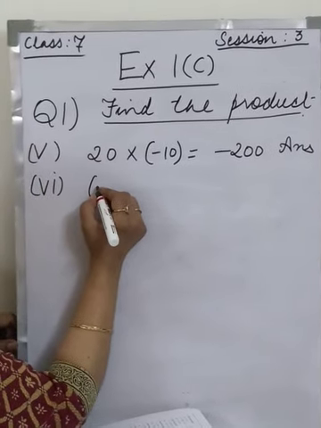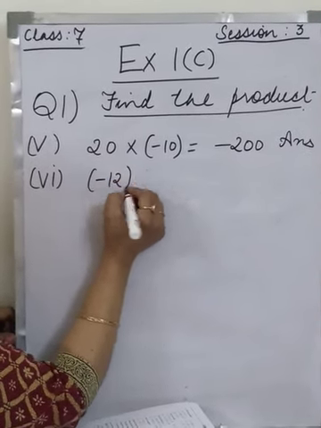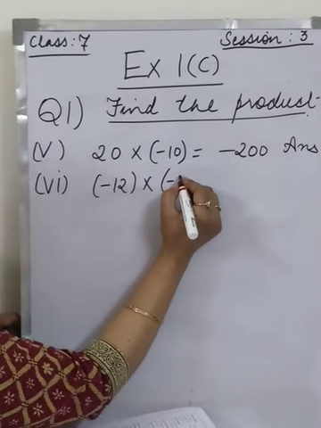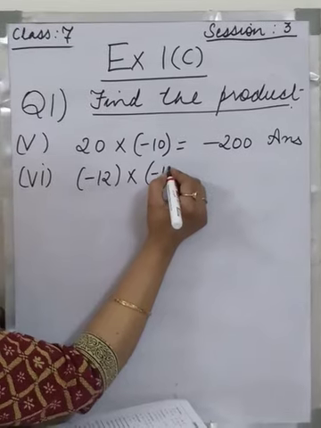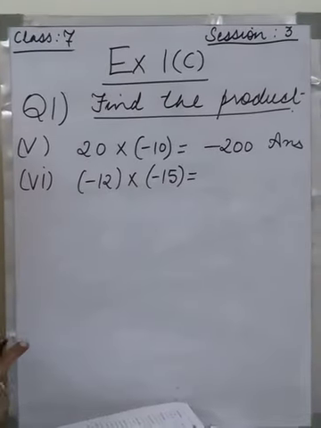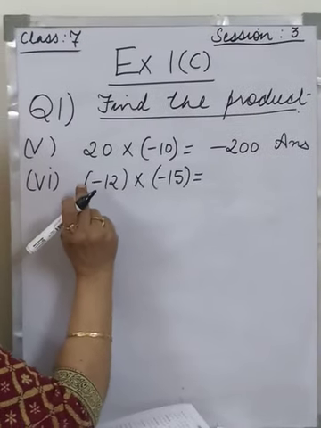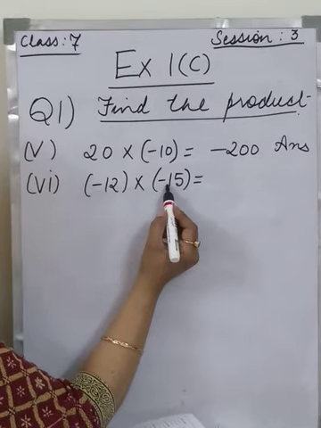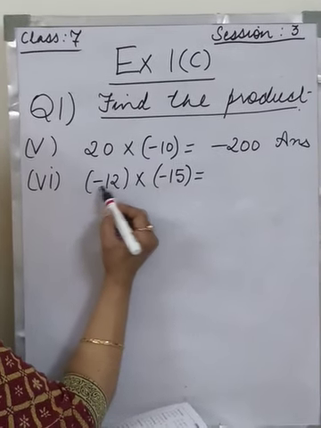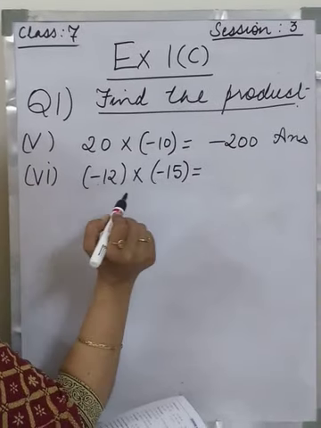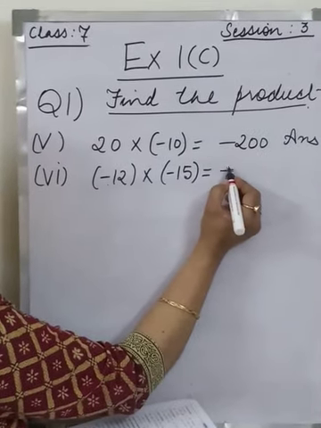Minus 12 into minus 15. See, firstly we put the sign. For putting the sign, we just count how many times the negative sign has come. So how many times is the negative sign there? 2 times. So 2 is an even number, so the sign is going to become positive.